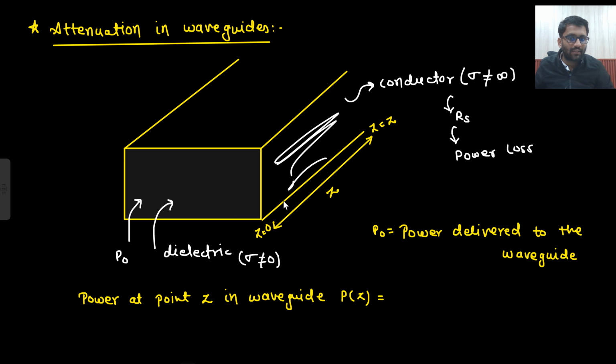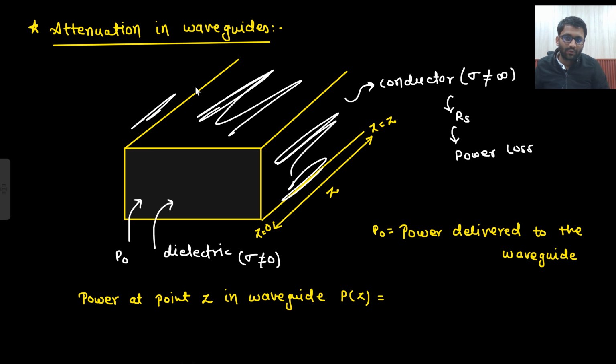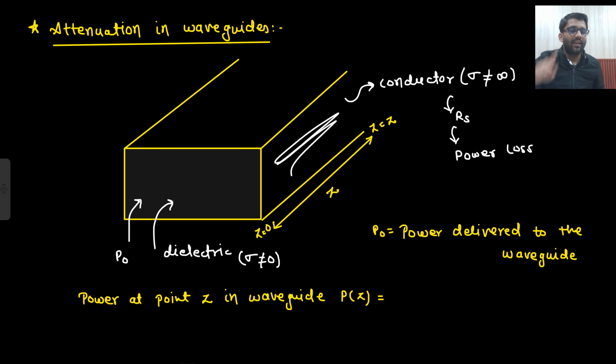What is this? These are the walls of the waveguide, right? Here also there is a wall, downward as well there is a wall. So these are the walls of the waveguide. If the conductivity of the conductor is finite, then there will be some surface resistance, and because of that surface resistance, there will be some power loss in the walls of the waveguide. Do you agree to this point?